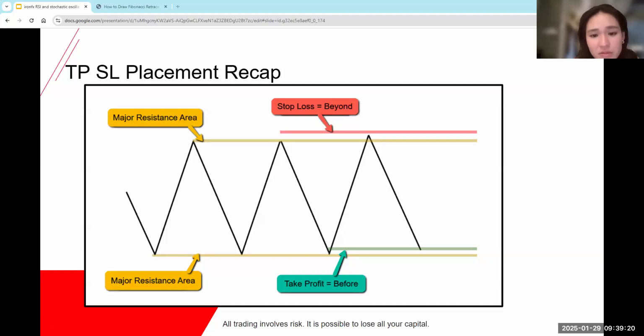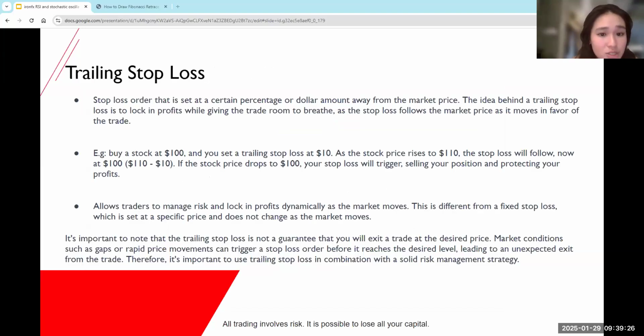So in today's session, I'm going to talk a bit about another technique that I did mention last week, which is our trailing stop loss. A trailing stop loss is a type of stop loss order that is set at a certain percentage or dollar amount away from the market price. The idea behind it is to lock in profits while giving the trade room to breathe, as the stop loss follows the market price as it moves in favor of the trade.